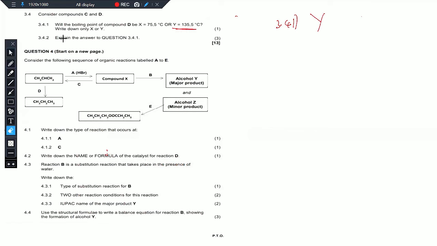Right. And then 3.4.2 says, explain the answer to question 3.4.1. Because we are comparing compounds that are in different homologous series, the method that we are going to use now is ICE. Right. So ICE. This means that you have to first identify the type of intermolecular forces in each of these compounds, then you compare the strength of those intermolecular forces, and then finally you speak of the energy required to overcome the intermolecular forces. So again, to go about with that format, this is what you are supposed to do, right?